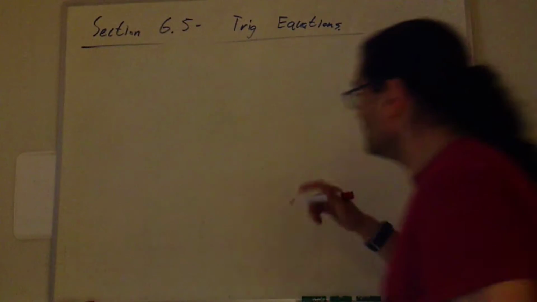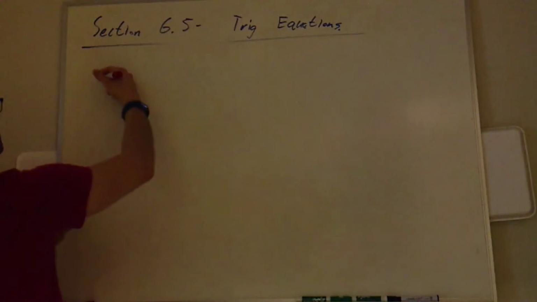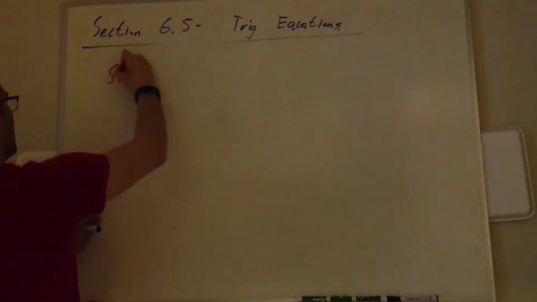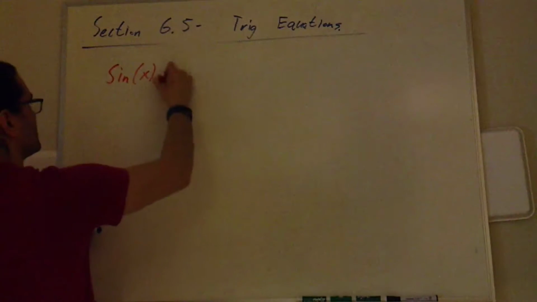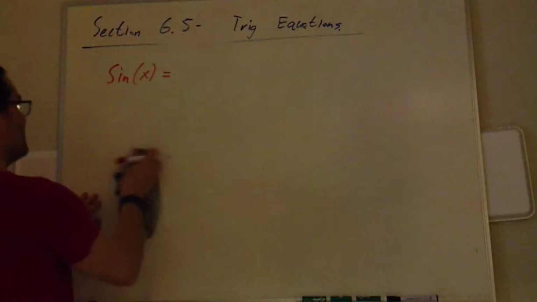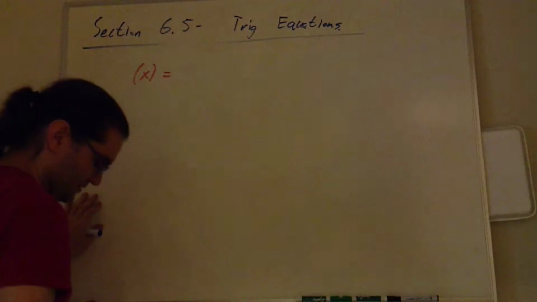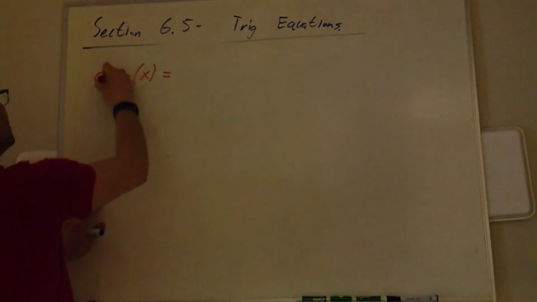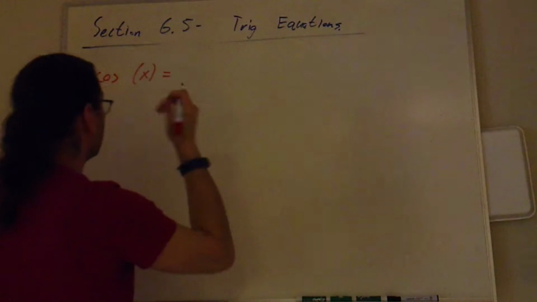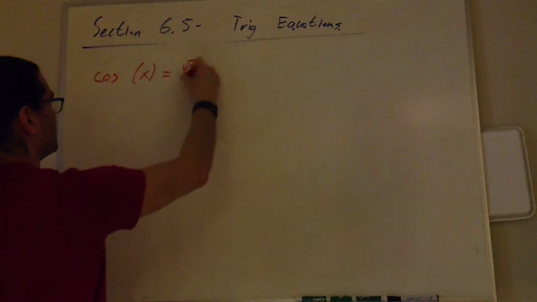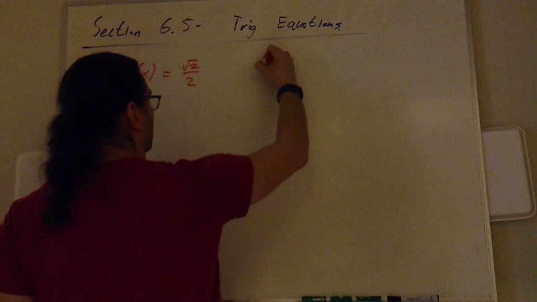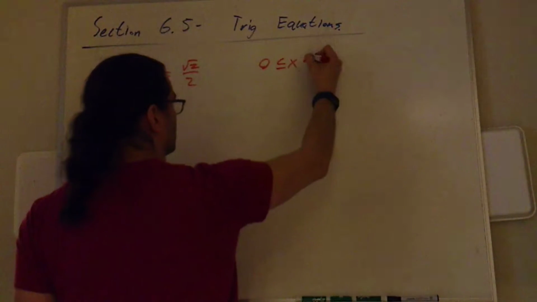In the last video, we talked about trig equations, like sine of x. Let's use cosine this time. Nothing like starting a video with making a mistake. Cosine of x, we'll say, is root 2 over 2. And I will say that 0 is less than or equal to x is less than 2 pi.